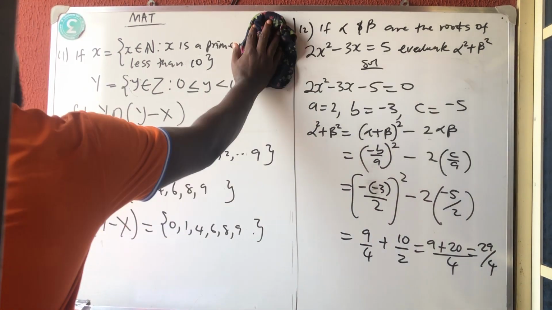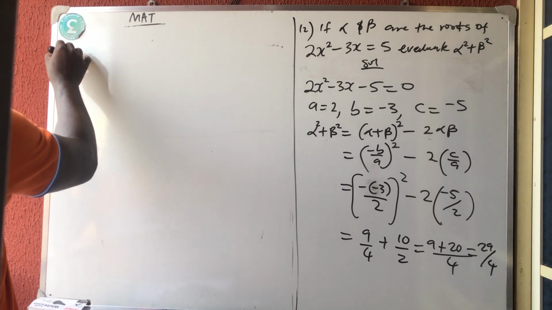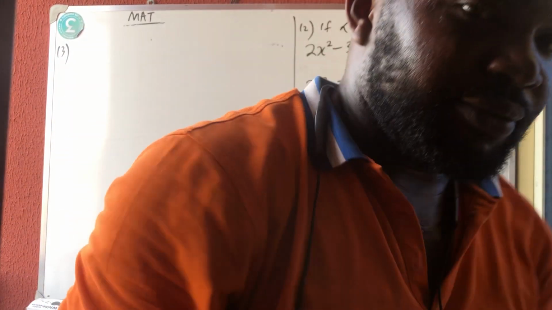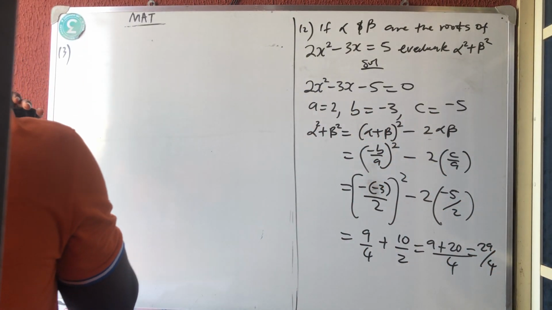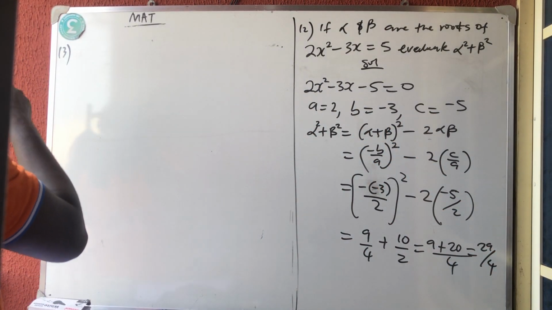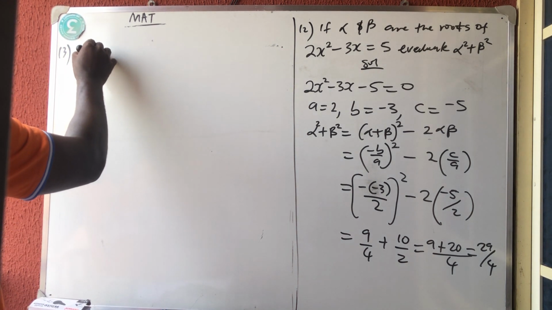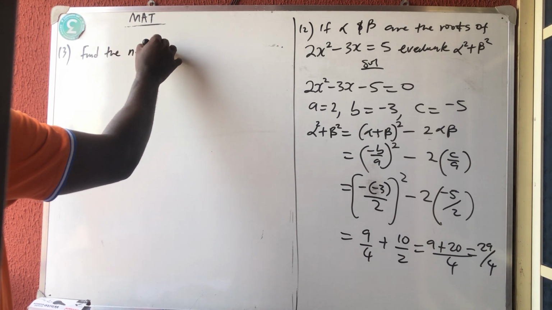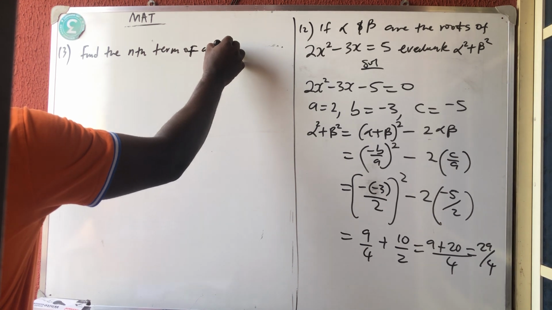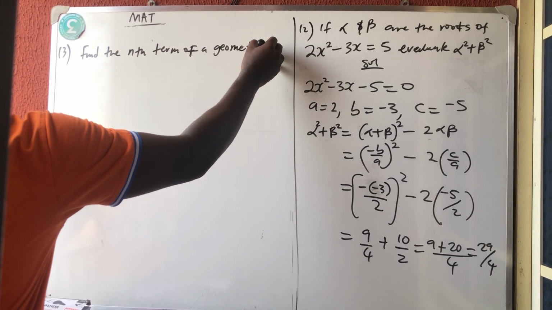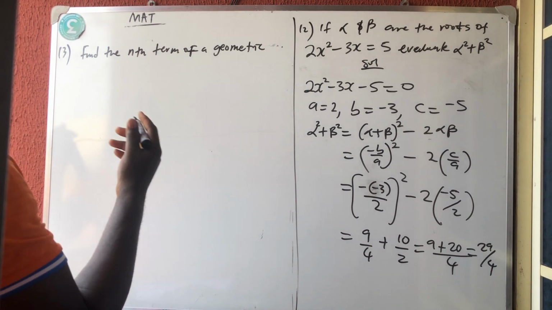So the next one, number 13. Okay, let me check my time. Number 13 said find the nth term of a geometric sequence.